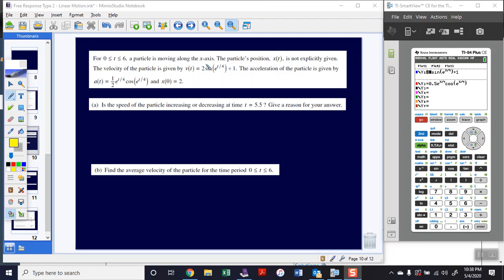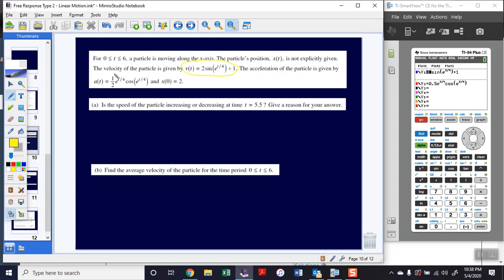It's saying the particle's moving along the x-axis. The position function is called x then, but it's not given. The velocity function is given. Let's just highlight it or circle it. And as I'm doing that, I'm also typing that into my graphing calculator. On the right side of the screen, you'll notice that y1 is the given velocity function, 2 sine of e to the x over 4, all plus 1.